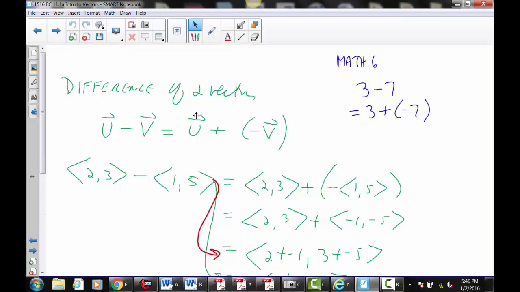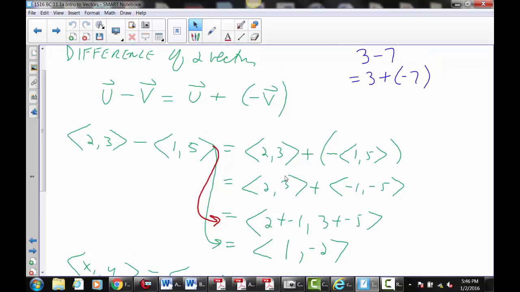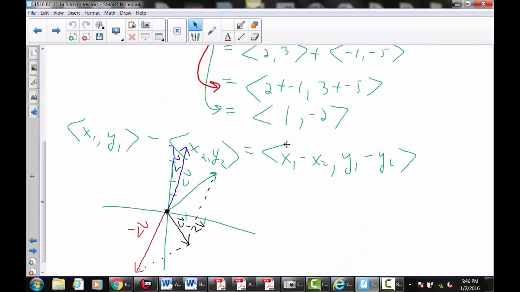The difference between two vectors, algebraically, very easy to do. You'll simply subtract. 2 minus 1 is 1, and 3 minus 5 is negative 2. It's very easy to do algebraically. Geometrically, though, you're going to have to look at it as adding the opposite of the vector.